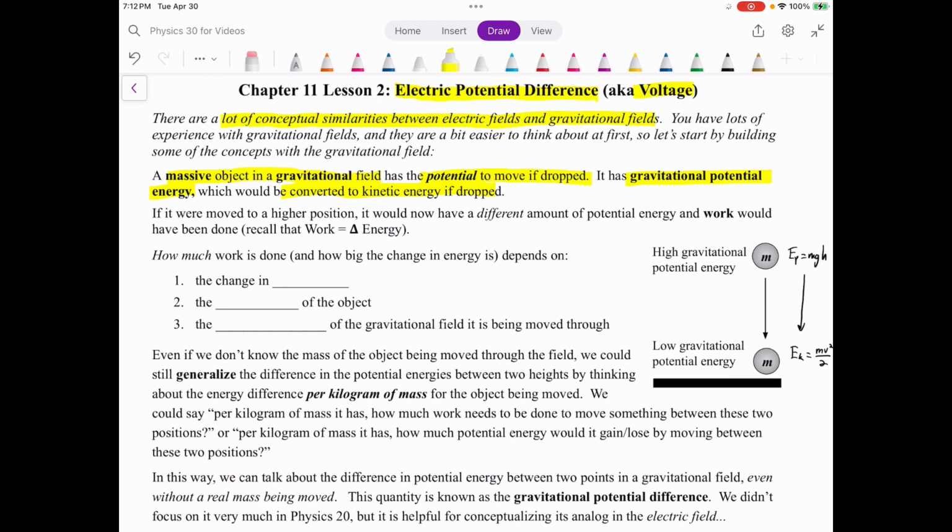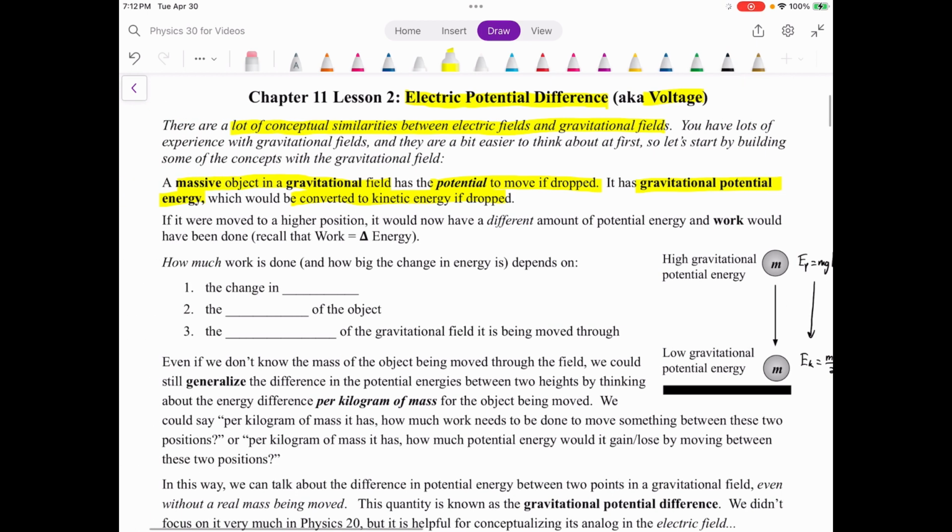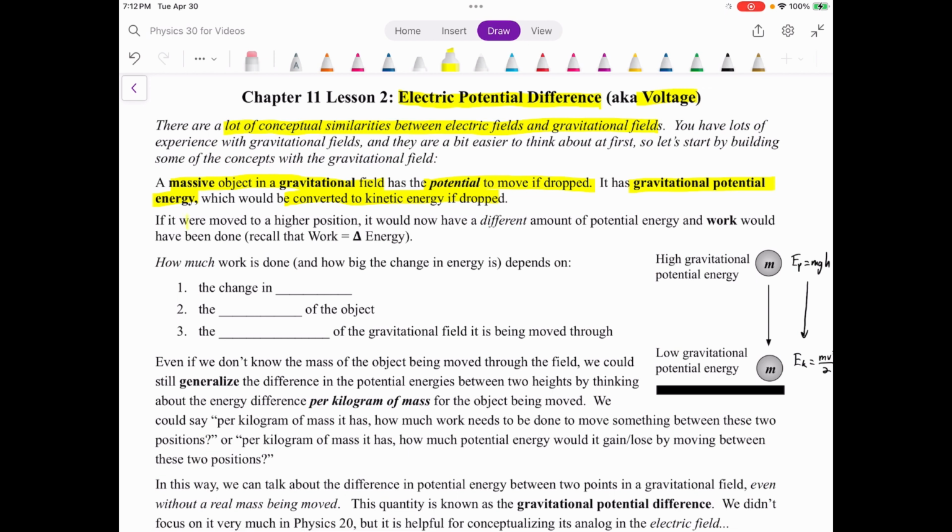Hopefully that's not too shocking, right? If we took this and applied some external force to it and moved it to a different height, we'd be changing its gravitational potential energy. We'd have to be, because part of that calculation involves the height it's at. So if it were moved to a higher position, it would now have a different amount of potential energy.